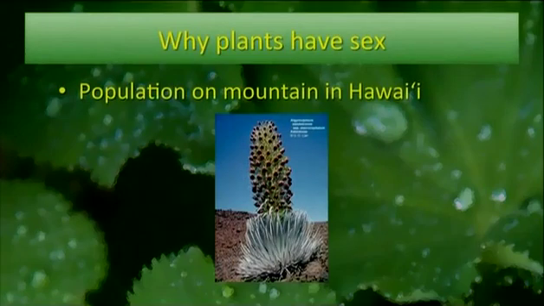You could have a population on a mountain in Hawaii, and they need to propagate themselves and survive. So of course you'll have hybridization between one plant and another plant, or even a plant could self. That's a form of sexual reproduction too.